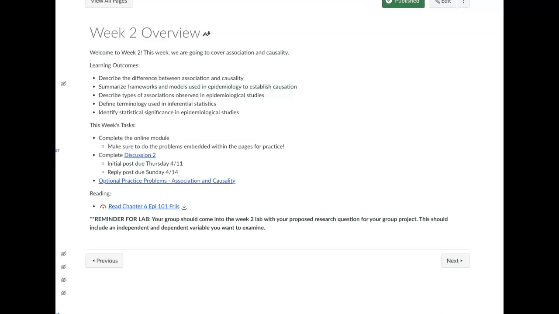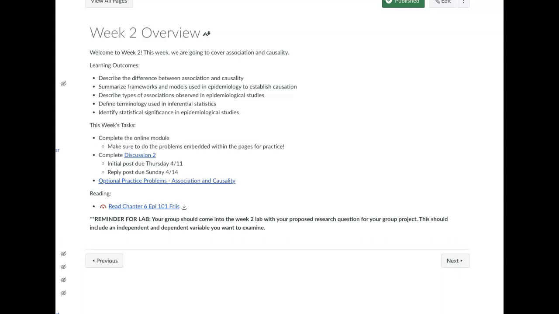So for this week, you need to complete the online module. There are some problems embedded in some of the pages to illustrate some of the things that we're talking about. So for example, when you learn about necessary versus sufficient causes, just reading about what those definitions are isn't totally clear in understanding those concepts. So you've got some problems that you should attempt to do in the module, and then there's a video that goes over the answers in that module. So make sure to do those.